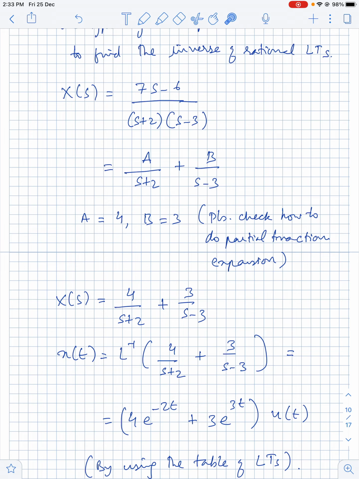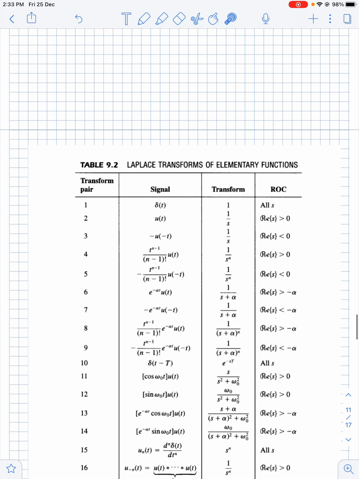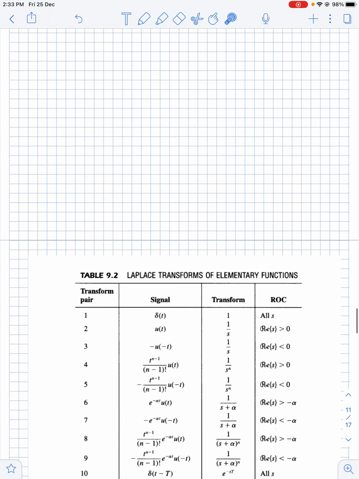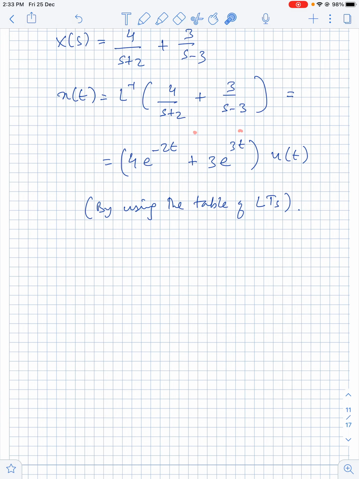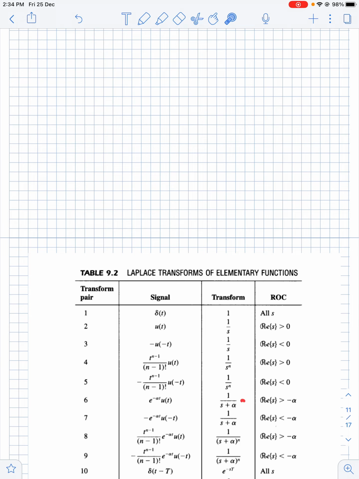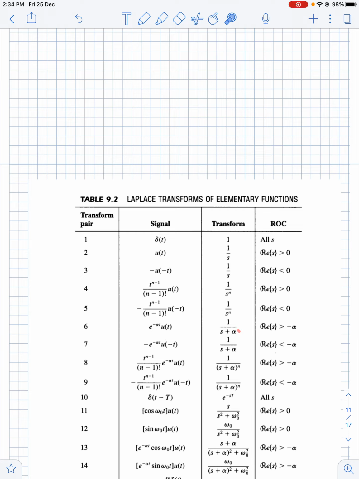Now you need to find the inverse of this Laplace transform. We do it by looking at a table of Laplace transforms such as this, which gives you the signal and its transform. If you want to find the inverse of 4 by s plus 2, see, this is of the form A times 1 by s plus alpha, right? So substitute alpha, and the corresponding signal which has this Laplace transform is e raised to minus alpha t u of t.